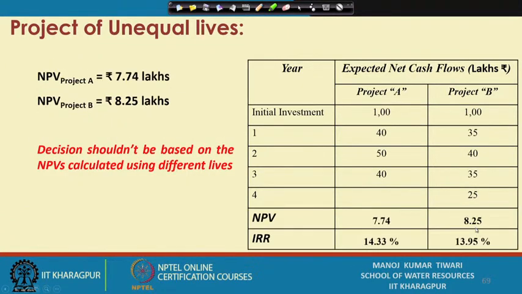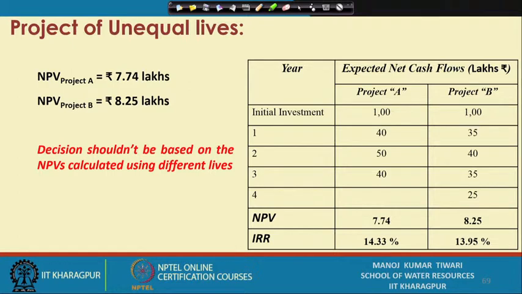Now, if we estimate the net present value and IRR for these two projects, we see that A is giving me a net present value of 7.74 lakh rupees, B is giving me a higher net present value of 8.25 lakh rupees. If we see IRR, A is giving me the higher rate of return, while B is giving me the smaller rate of return as compared to project A. Now, the point is that these values are computed across different time scales.